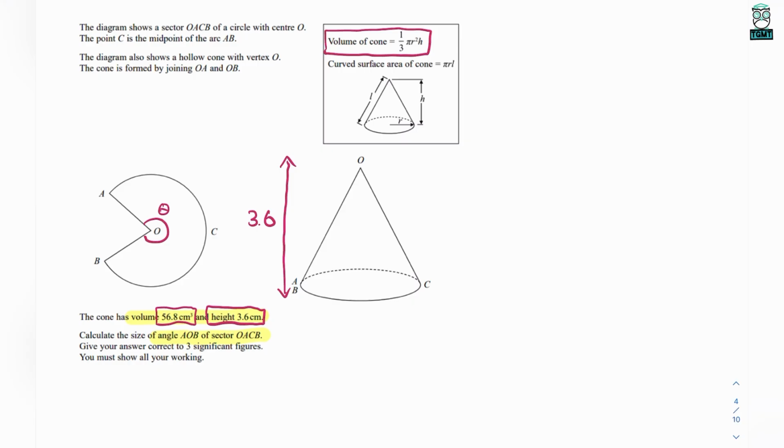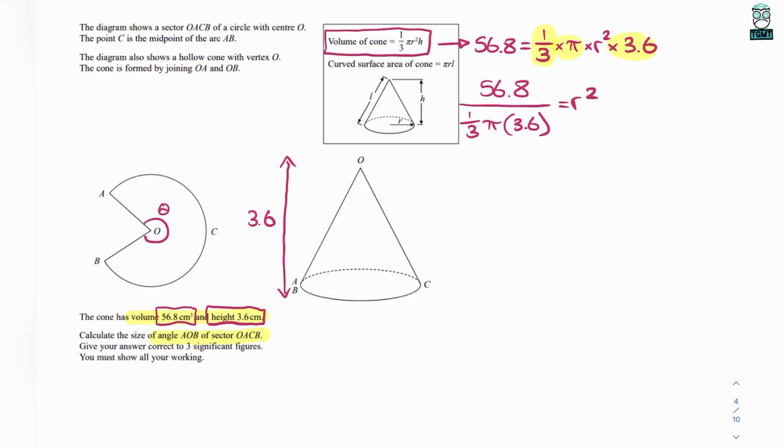So if we plug these values into our volume of a cone formula, we've got the volume, which is 56.8, and that is equal to 1/3 multiplied by pi, multiplied by the radius squared, multiplied by 3.6. So to get r squared on its own, we're going to want to divide by all three pieces, so 1/3 times pi times 3.6. And we can do that in one jump. We just have 56.8 divided by 1/3 times pi times 3.6, and that will be equal to r squared.